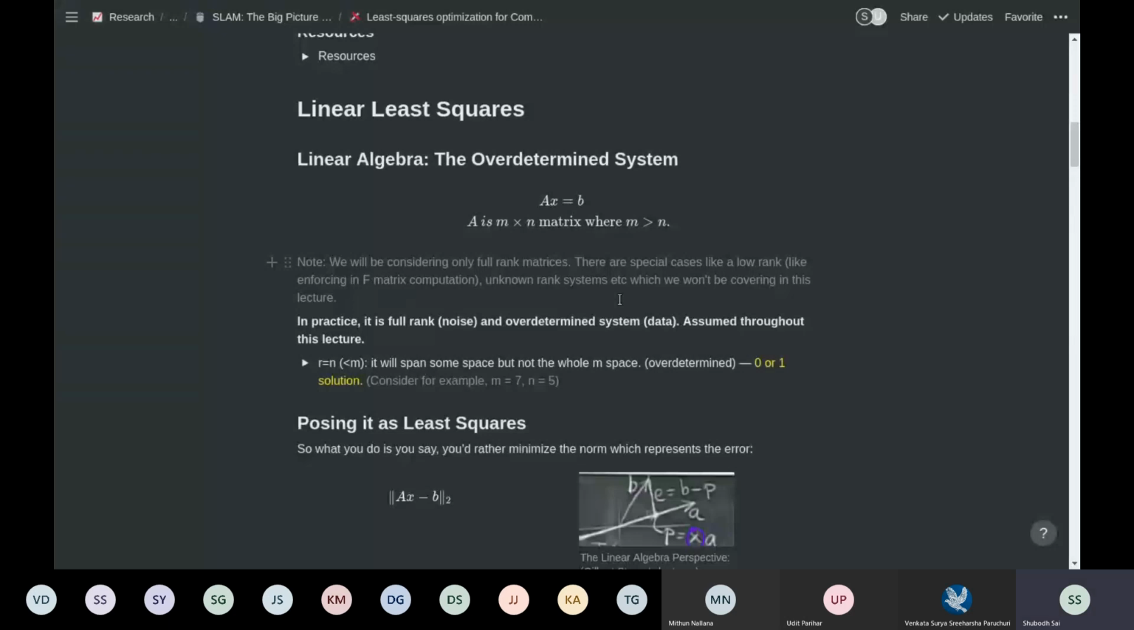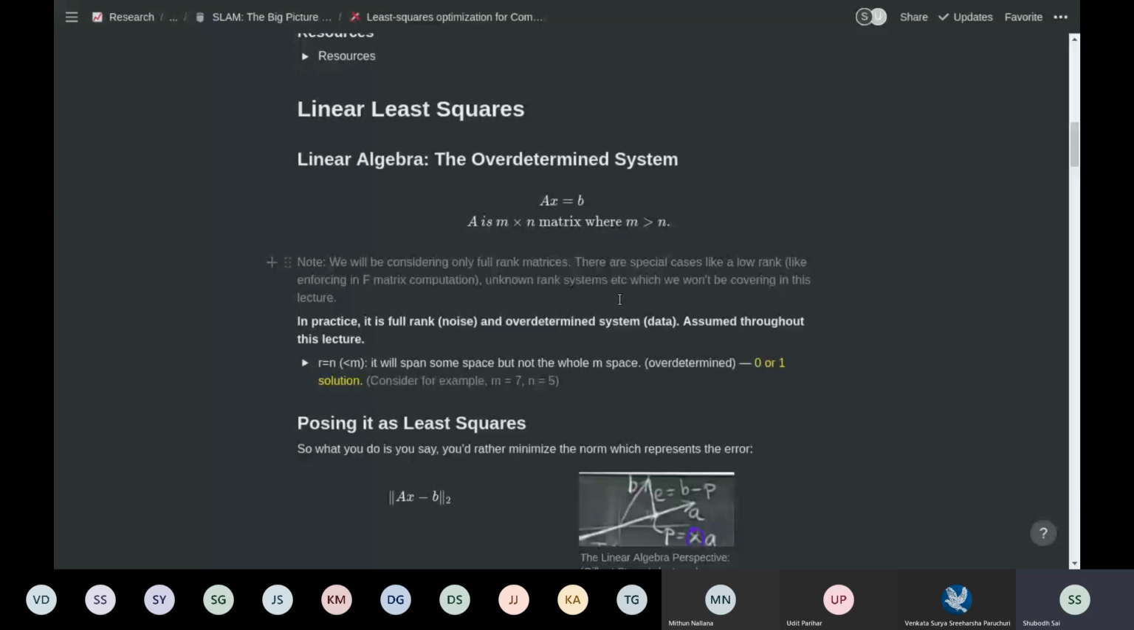Secondly, we'll only be considering full rank matrices throughout the entirety of this lecture. That is how it usually is also. You'll have noise, so it will end up being a full rank matrix. Today and tomorrow we'll mostly be dealing from a practical point of view. If you want to go deep into theory, there are lots of links here. You can definitely do that.